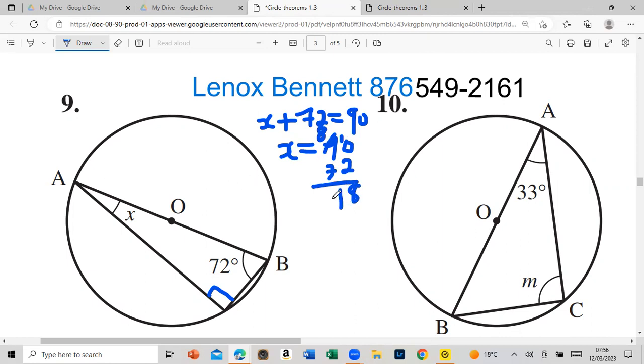Alright. Let's just put it in. So this would be 18 degrees.